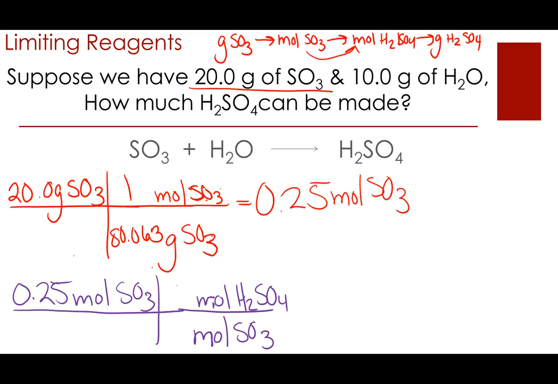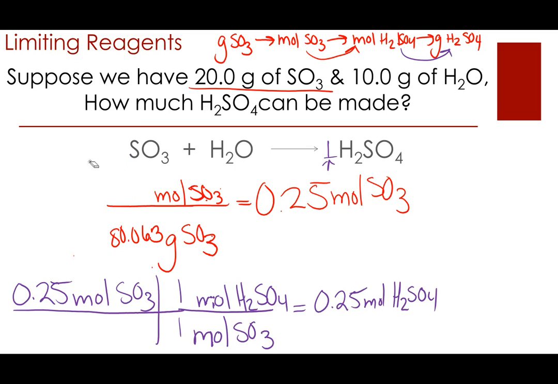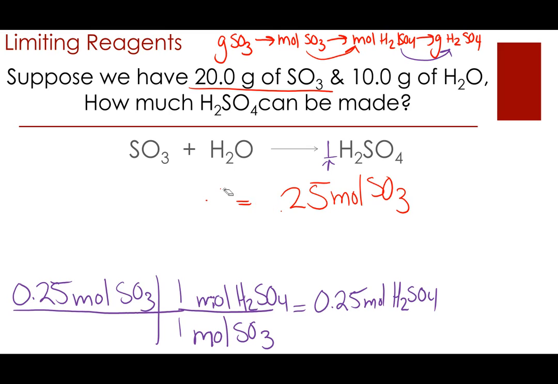Okay. So what coefficient is attached to our product? Well, there's an implied coefficient of 1. And what coefficient is attached to SO3? Again, an implied coefficient of 1. So we've got 0.25 moles of our product. Okay. So last step is moles of our product to grams of our product. So I'm just going to go ahead and erase this and just do this step up here.